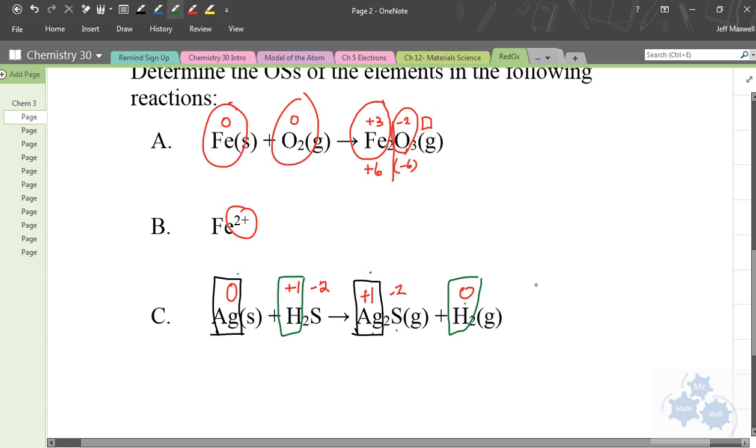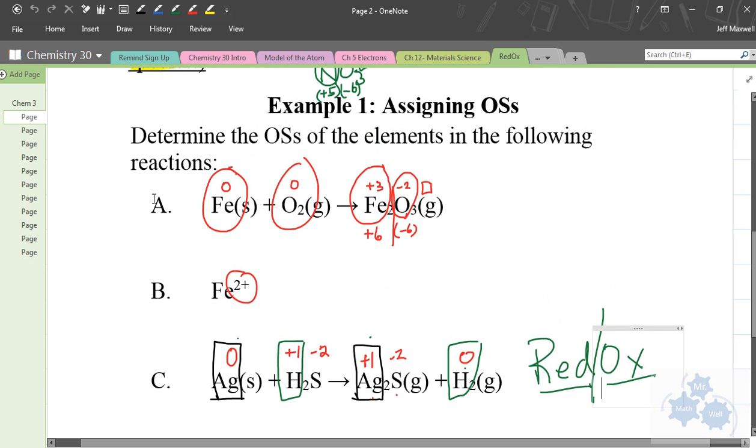And so this is a redox reaction, a reduction/oxidation reaction. So these are the kind of things that we're looking for, and I'll explain what reduction means and oxidation means here. And yes, you've correctly noted that A is also a redox because iron has changed and oxygen has changed.